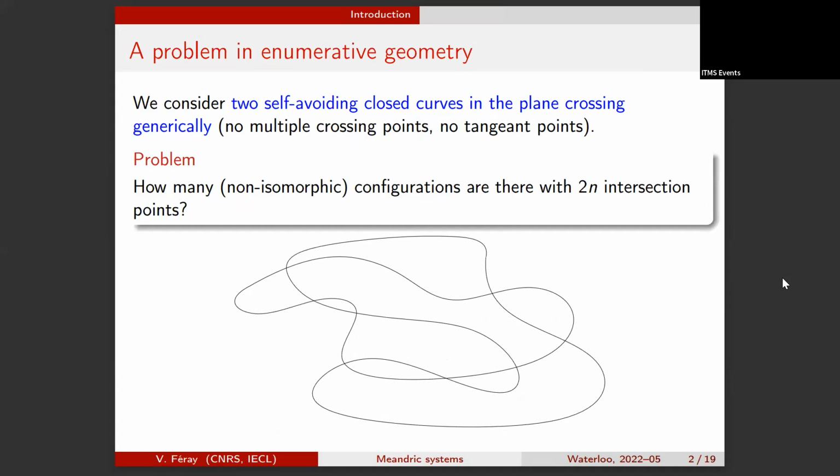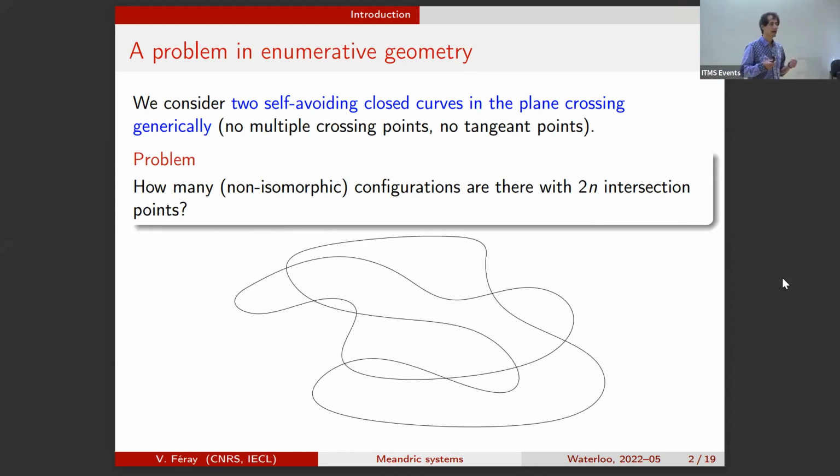Knot theory is also, in some sense, you have a closed simple curve in space. And here we look at something different. We look at two closed simple curves in the plane. And what is interesting is somehow how they intersect, okay? And we want something rather generic. So we will take things with no multiple crossing points, with no tangent points. And the problem is to try to classify this kind of structure.